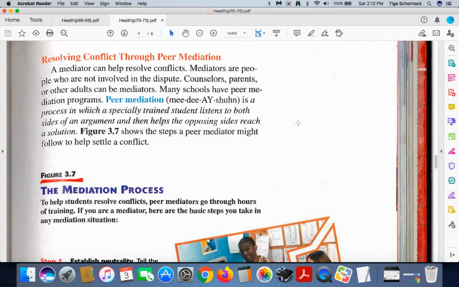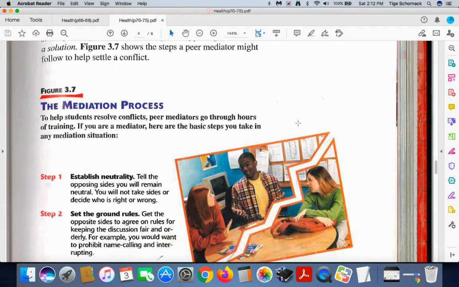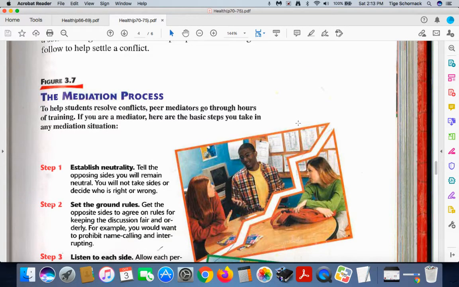Maybe Mrs. Gibbs has to be, maybe Mr. Roboto has to be, maybe Mrs. Bach will do it. Maybe Mrs. Ashton in the office will do it. Maybe they'll do something like that to help. So, figure 3.7, the mediation process.